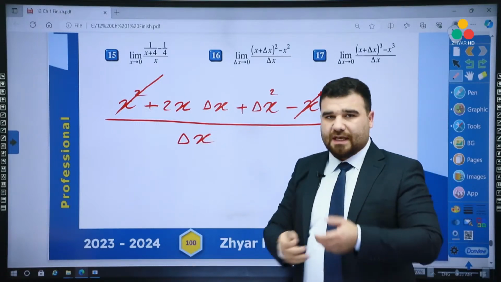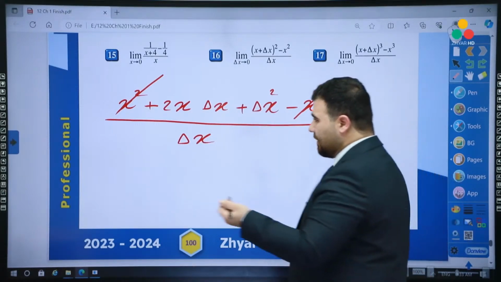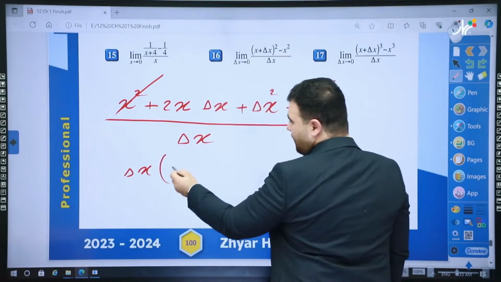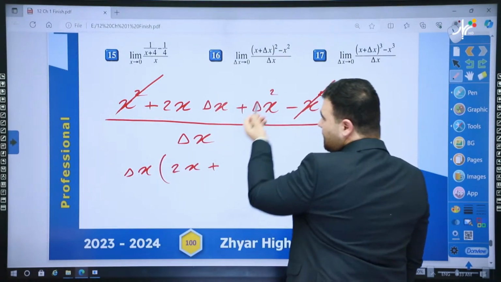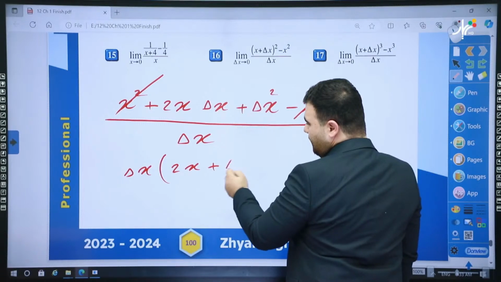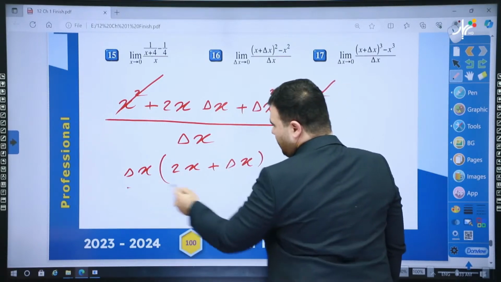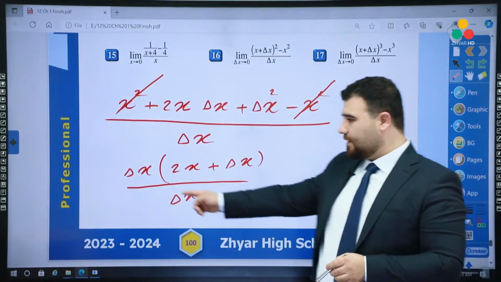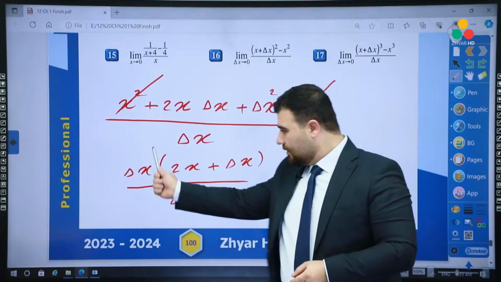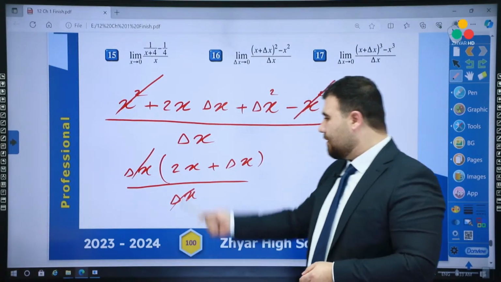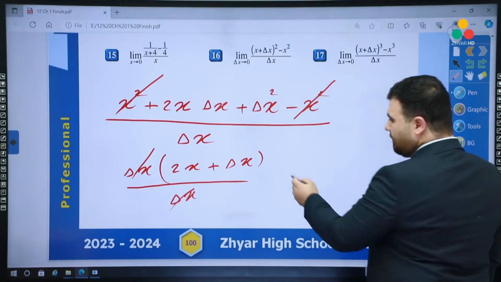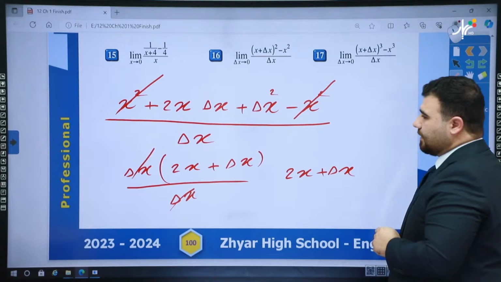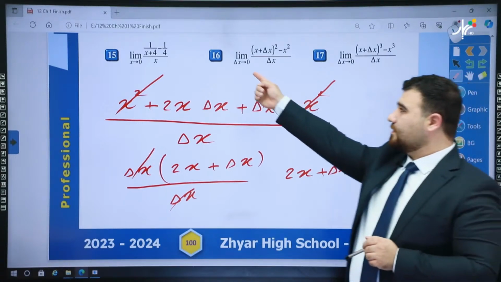From the remaining terms, I can take delta x as common factor. So it will look like this. Delta x, what's remaining here is 2x plus delta x (power 2 divided by delta x leaves delta x), all over delta x. We did all of these simplifications to see this. This will cancel this. We will end up having only 2x plus delta x. Now we replace delta x with 0.